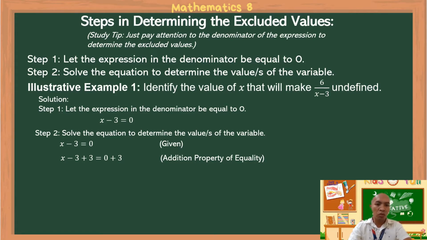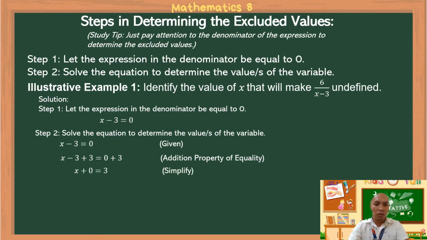So what are we going to do? We will add the additive inverse of negative 3, such that if you add negative 3 and positive 3, it will become 0. Since we added positive 3 here, by virtue of this property, we must also add 3 to the other side. So take note, what you do in the left side of the equation must be done to the right side of the equation to balance the equality. So negative 3 plus 3 becomes 0.